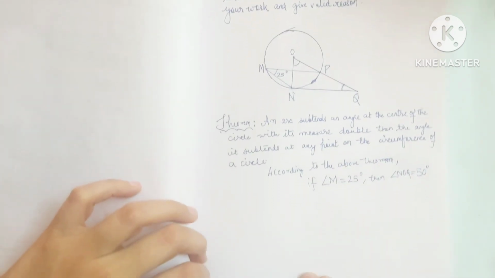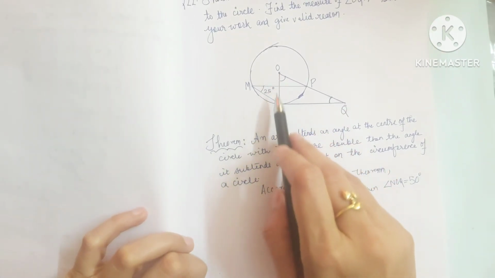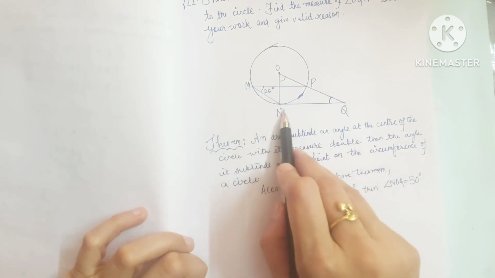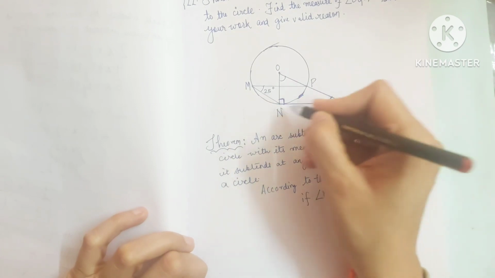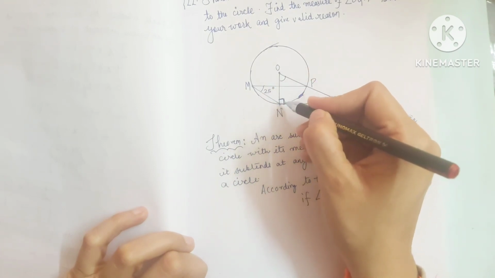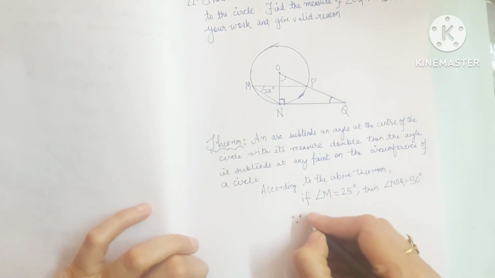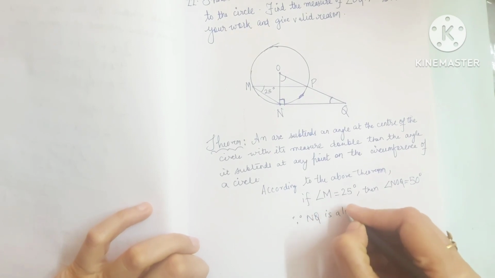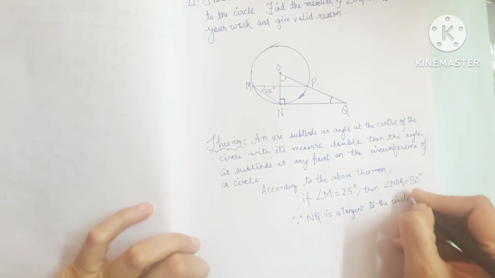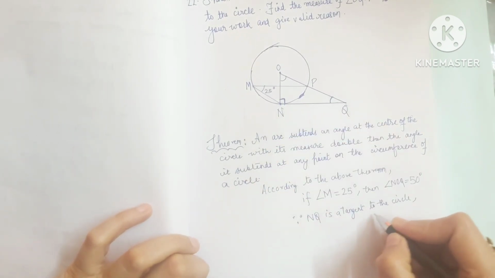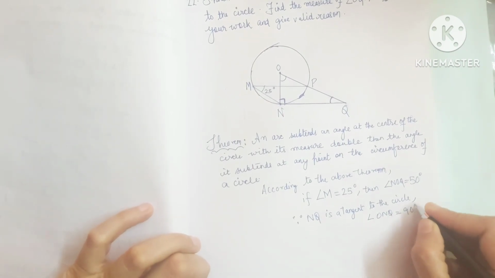Now also we know that the question has given that NQ is a tangent to the circle, right? So this angle will be 90 degrees. We have read it several times that the tangent meets the radius at the point and makes a 90 degree angle over there. So since NQ is a tangent to the circle, angle ONQ will be equal to 90 degrees.